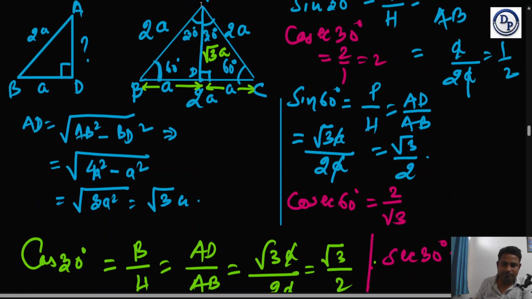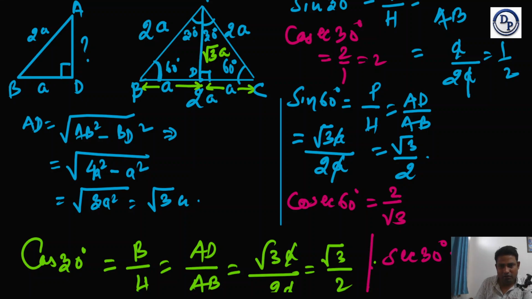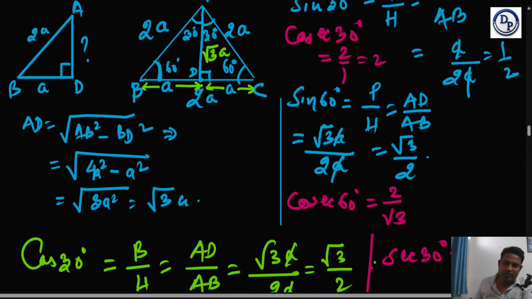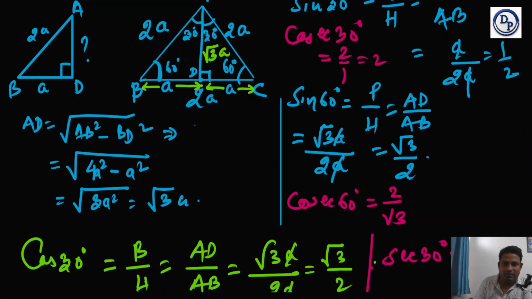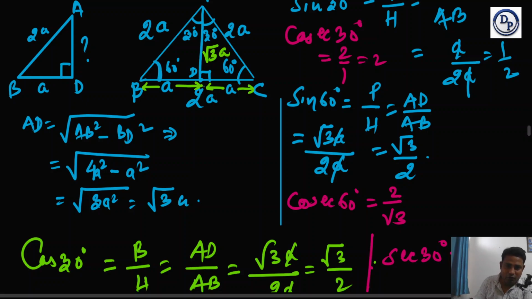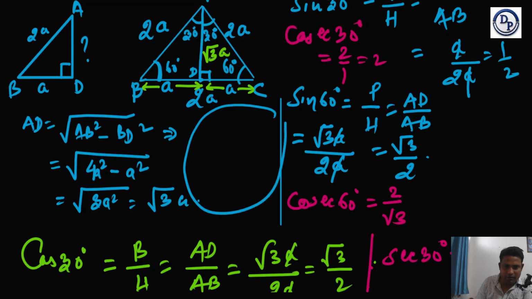Similarly, we can calculate all the values here. We can calculate tan 45, tan 60 and all using the same method. Okay, so using the same method, we can calculate tan 60. Tan is P by B. So P is this AD, and AD is root 3A, and this is A. A cancels, so tan 60 is root 3. You can see tan 60's value is root 3.